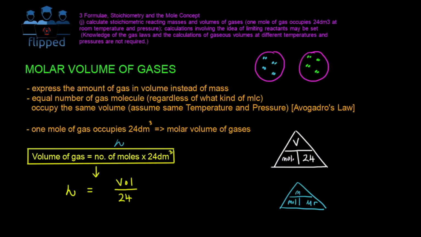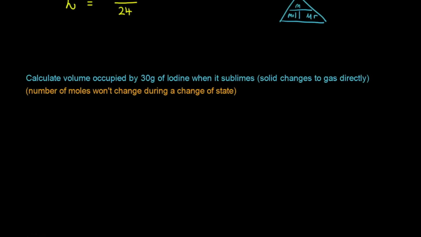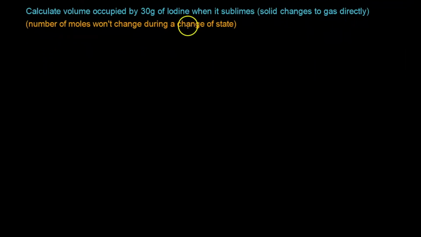Let's go to some calculations to demonstrate what it actually means. In this question, I want to calculate the volume occupied by 30 grams of iodine when it sublimes. Sublimes, as a recap, is when a solid changes to gas directly, skipping the liquid phase. And this note tells you that the number of moles will not change during a change of state. So when solid goes to liquid, goes to gas, the number of moles will not change. Assume there's no evaporation.